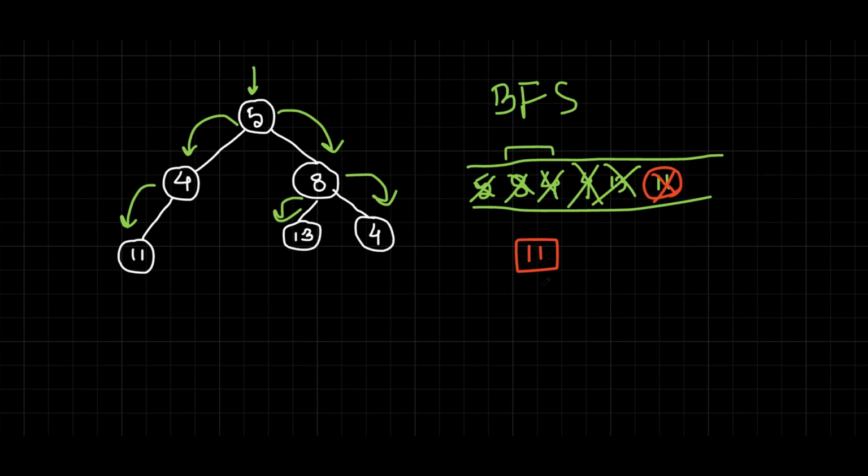In short, the algorithm is pretty simple. We have to run a BFS, and for the BFS, we have to traverse the right subtree, then we have to traverse the left subtree. Finally, we have to return the last element present in the queue, which is 11. I hope you understood the algorithm. Now let's move on to the code.